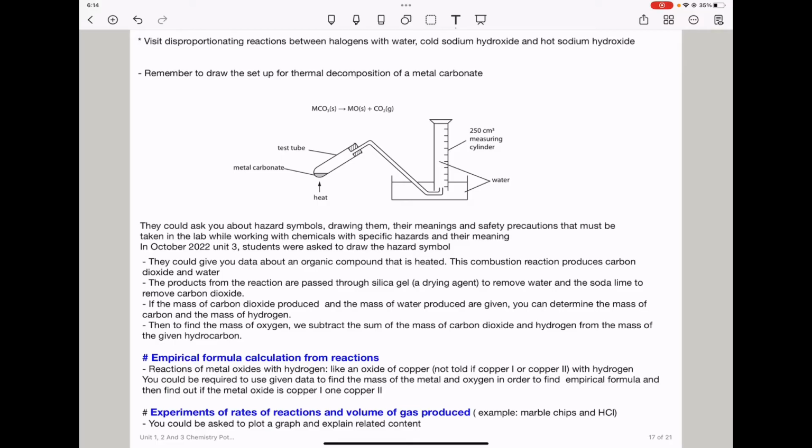They could bring experiments of rates of reaction and volume of the gas produced. Remember some reactions about marble chips, which is calcium carbonate, reacting with HCl, and then carbon dioxide could be produced. Here they could give you data and ask you to draw some graphs in order to maybe explain or describe what is going on. Use an appropriate scale, write labels as well as units on the vertical and the horizontal axis, and make sure it is appropriately drawn.